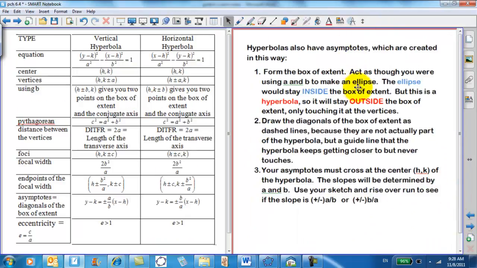You're going to get the asymptotes by forming the box of extent and making the diagonals of the box of extent, which will cross at the center, h, k, and then those can be used to come up with the equations of your asymptotes.